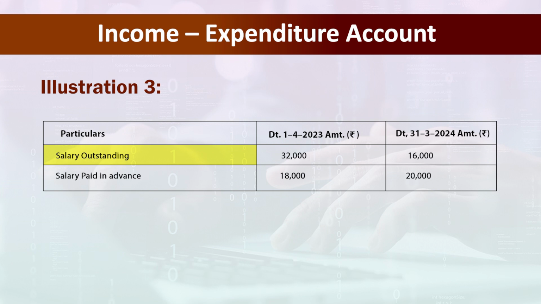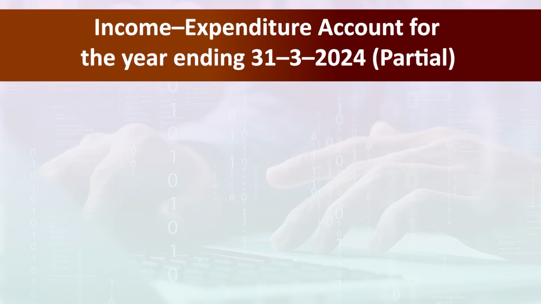The salary outstanding as on 1/4/2023 is rupees 32,000. As on 31/3/2024, it is rupees 16,000. The salary paid in advance is rupees 18,000 as on 1/4/2023 and rupees 20,000 as on 31/3/2024. The income expenditure account for the year ending 31/3/2024, which is partial, would be prepared like this.